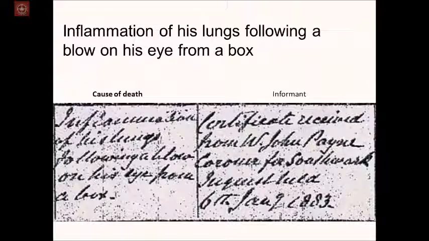His cause of death was inflammation of his lungs following a blow on his eye from a box. Another strange cause of death for the Barnes family. Now, how could that have happened? And you can see certificate received from W. John Payne, the coroner for Southwark, inquest held 6th of January 1883. Now, sometimes the coroner would decide after a post-mortem there was no need for an inquest, and if so, that would be stated on the certificate as well. But in this case, there certainly is a need for an inquest, quite clearly.